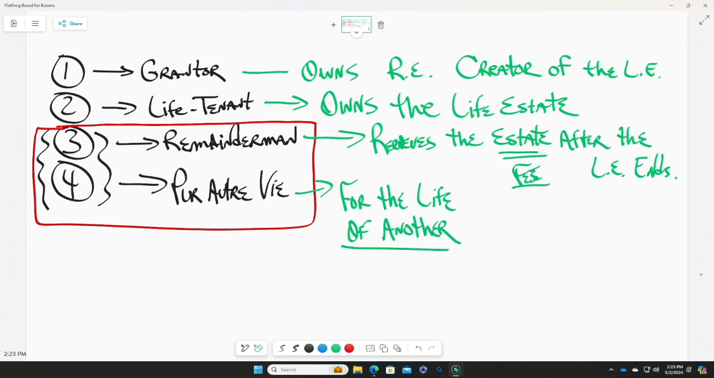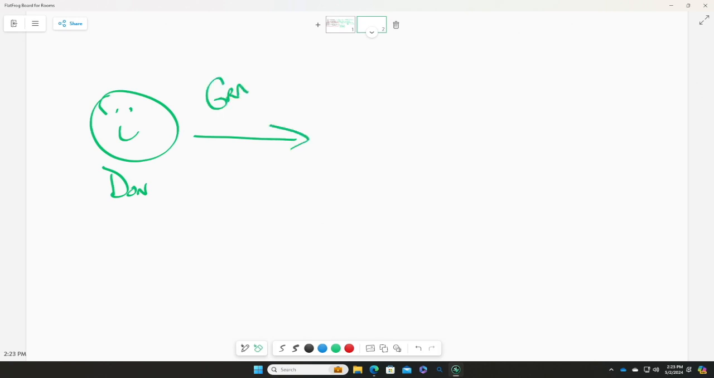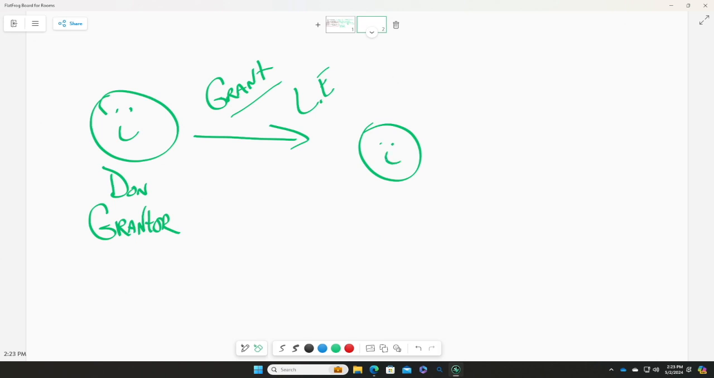So let's go draw through a couple of these just so you can see how it works. Real basic life estate is you would have a person, let's call this person Don, and they are going to create, remember they grant, because they are the grantor, and so they grant a life estate to their daughter, Anne. Anne would be the owner of the life estate, or what we also refer to as the life tenant.